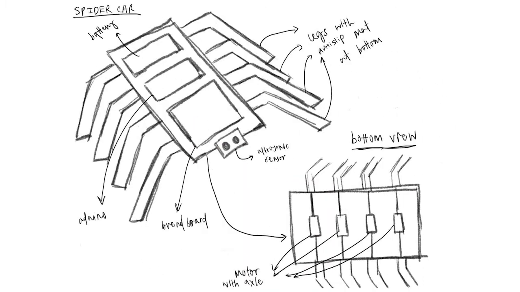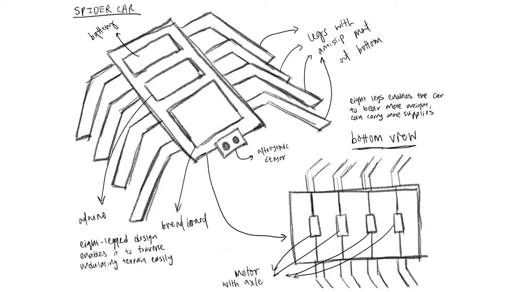Idea B is a robot car modeled after a spider. Having 8 legs provides this robot with the stability and dexterity required to traverse through undulating terrain. The 8 legs of this robot also enables it to bear more weight, allowing it to carry more supplies and humans. The spider-like design is also friendly and familiar.